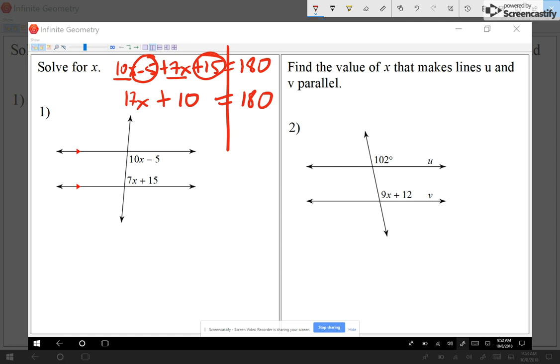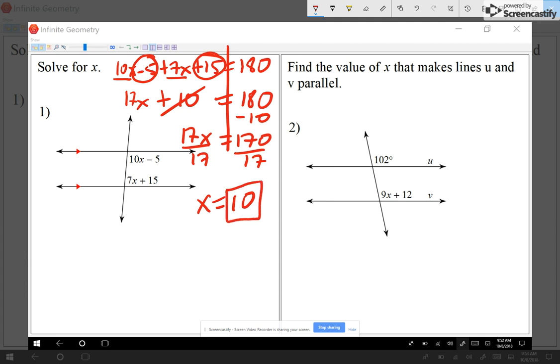Now, to get the x by itself, I'm going to get rid of the plus 10. I'm going to bring it to the right side as a minus 10. So I have that 17x equals 170. Divide by 17, x equals 10. My instructions are solve for x, so x equals 10. Whenever we type it, just type in 10.